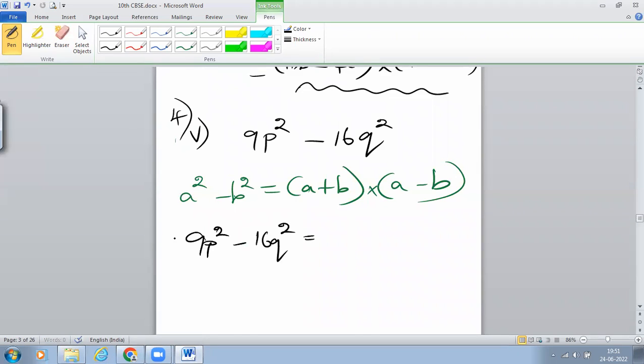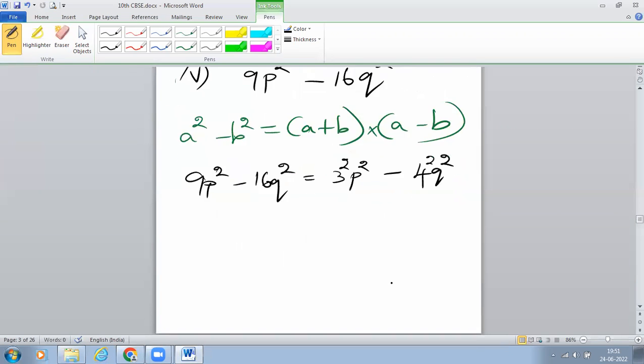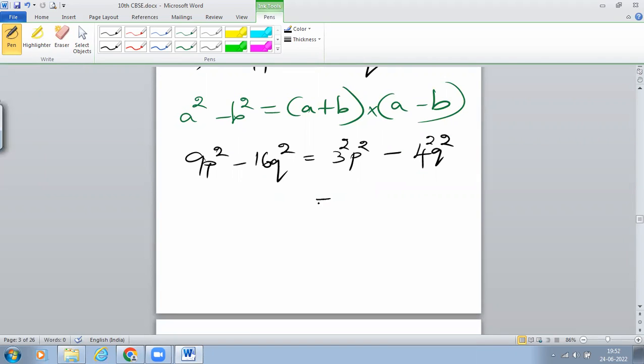9 is a perfect square number. That is 3 into 3 is 9. So we can write this 9 as 3 square. So 3 square into p square minus 16, which is also a perfect square number because 4 into 4 is 16. 16 can be expressed as 4 square into q square. Again the same law, a power m into b power m is a into b the whole power m. Similarly, 3 power 2 into p power 2 is 3 into p the whole power 2, minus 4 power 2 into q power 2 is 4 into q the whole power 2.